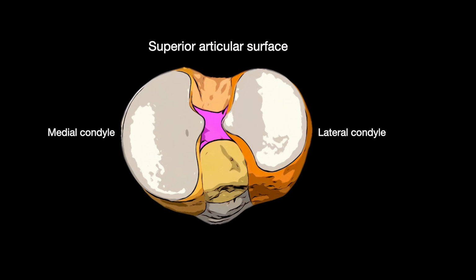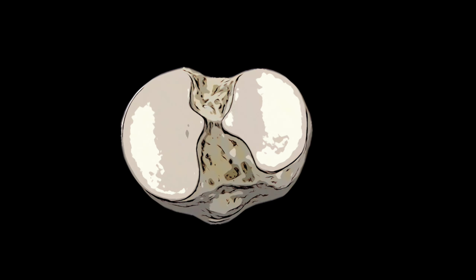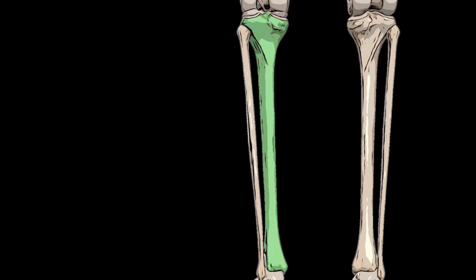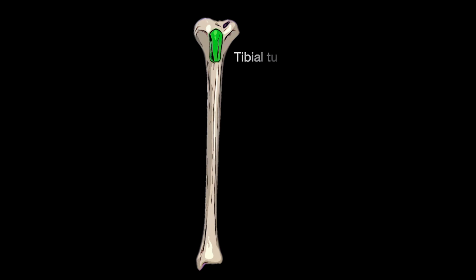The superior articular surface is separated by the intercondylar areas that serve as points of attachment for the cruciate ligaments. Also located here is the tibial tuberosity. The tibial tuberosity is a rough area on the bone and is the attachment site for the patellar ligament and insertion of the quadriceps femoris tendon.